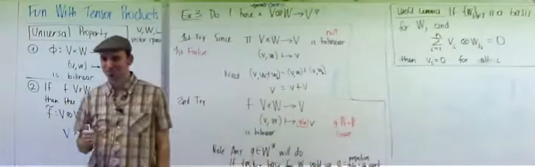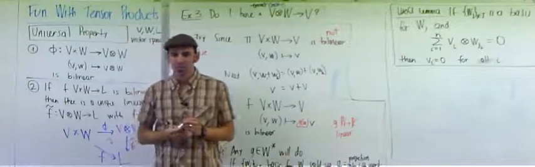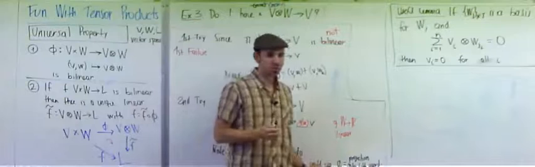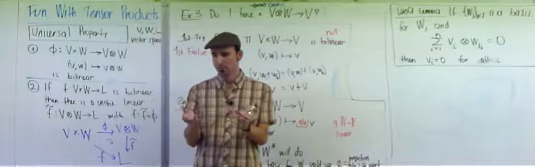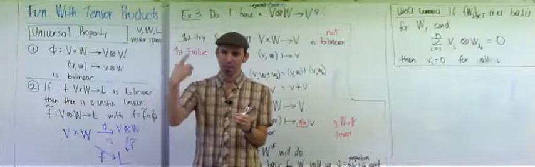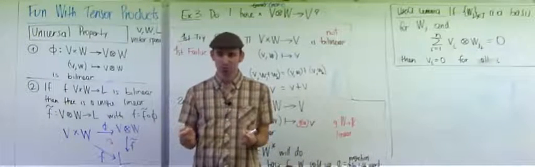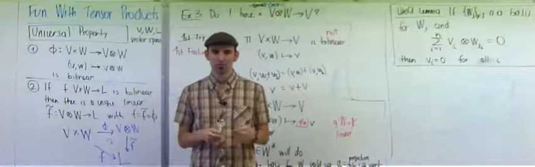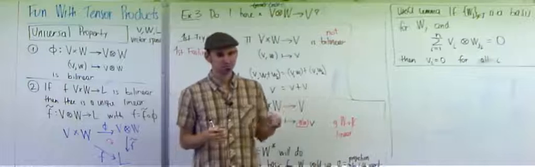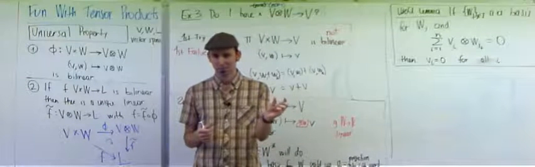So what's the answer to your question, Nino? Remember, Nino's question was: if you have V in capital V and W in capital W, if V is non-zero and W is non-zero, can you guarantee that V tensor W is non-zero? This says the answer is yes, because W is independent as its own thing.